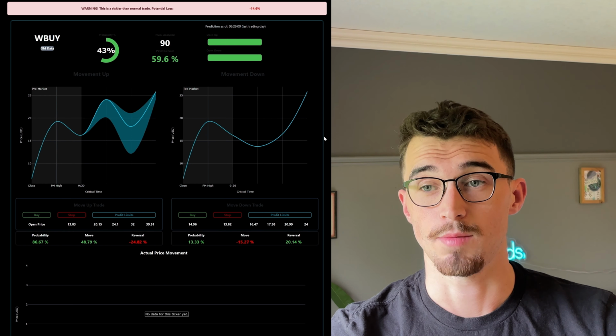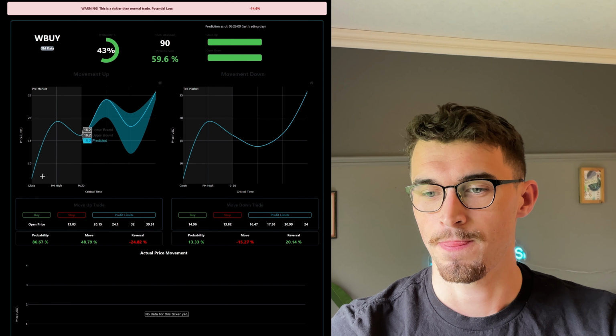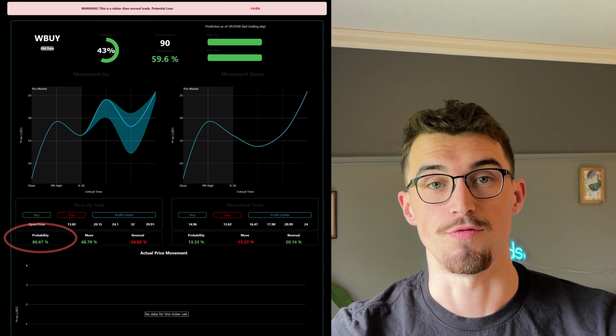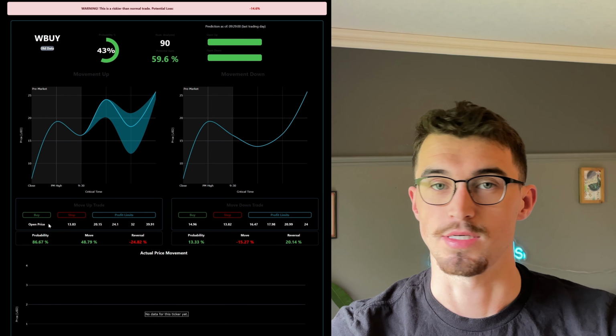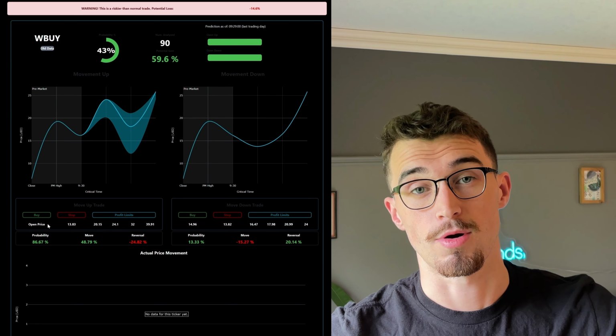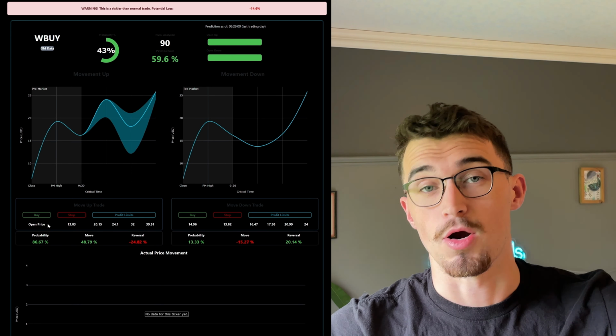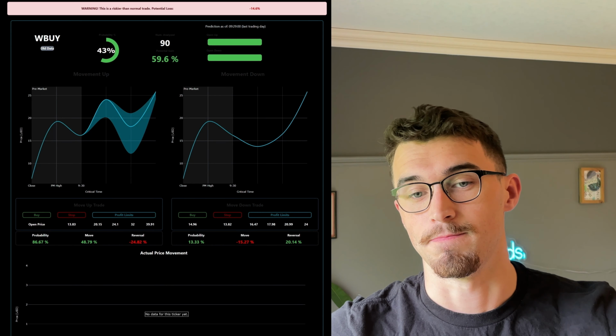Now if we're looking at WBUY on May 9th, this one is more likely to move up at market open, which would mean that you would buy it at the open price as soon as the market opens. And what you can do is enter your order before the market opens for a market buy. That way you get it as soon as you possibly can.